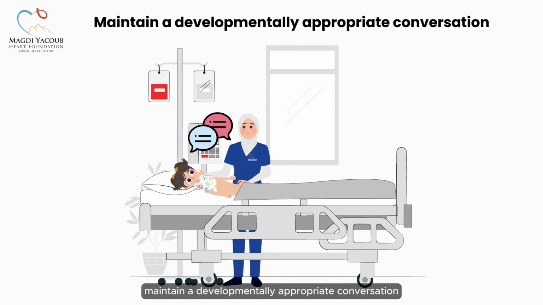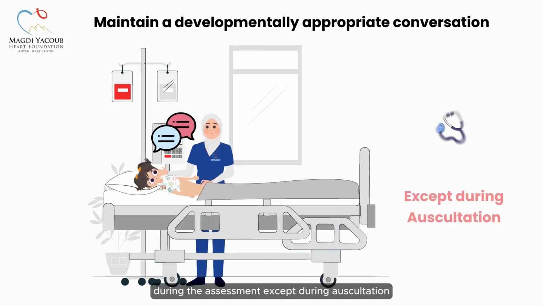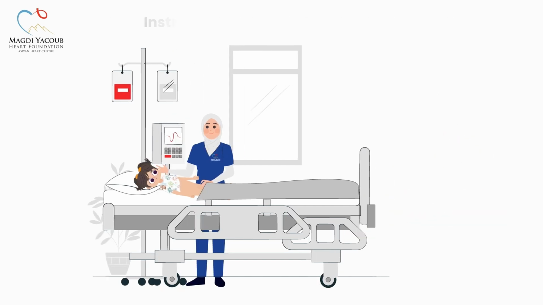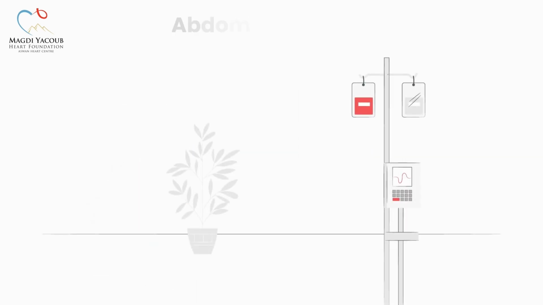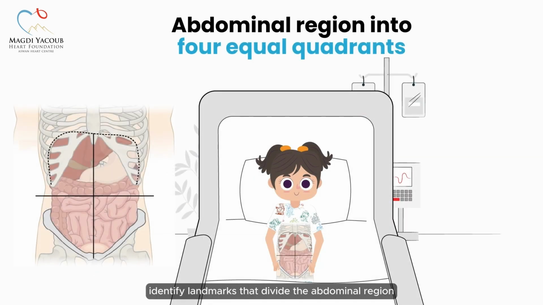Maintain a developmentally appropriate conversation during the assessment, except during auscultation. Instruct the child to point to tender areas, if developmentally appropriate. Identify landmarks that divide the abdominal region into 4 equal quadrants.